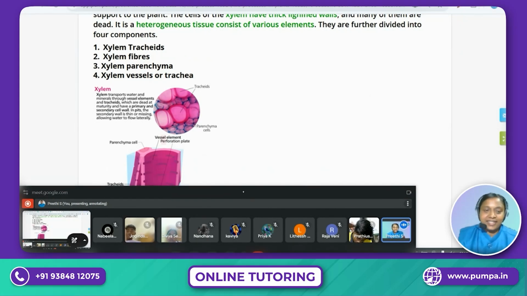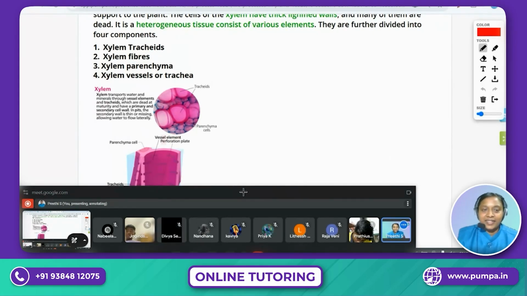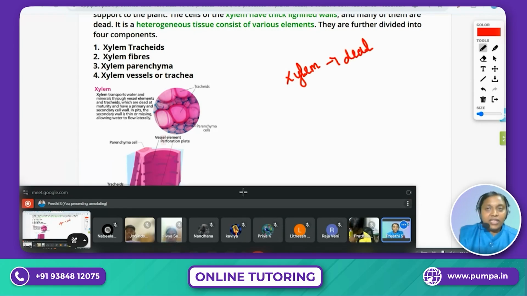Yes, everyone. So if we look at xylem, it will have abundant dead cells. Now there is another question. What is a dead cell, children? What is a dead cell in a plant?